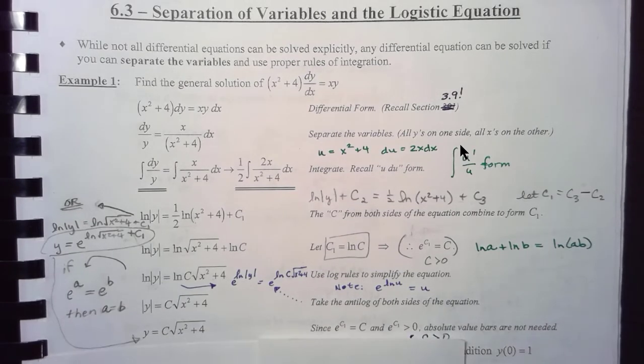And I don't need the absolute value bars anymore around y, because we know that the square root symbol means to give the non-negative part of this. And we know that this C came from e to the C1, and e to any power is going to be positive. So e to the C1 is positive, making C positive. So that is why we can remove those bars.